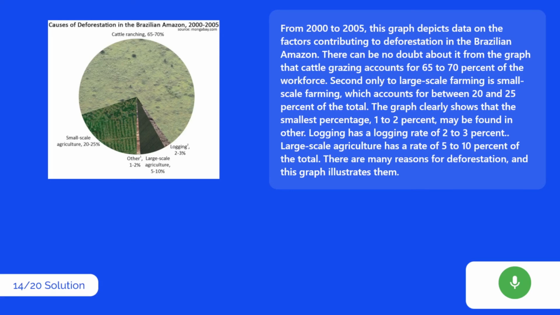The graph clearly shows that the smallest percentage, 1 to 2%, may be found in other. Logging has a rate of 2 to 3%. Large-scale agriculture has a rate of 5 to 10% of the total. There are many reasons for deforestation, and this graph illustrates them.